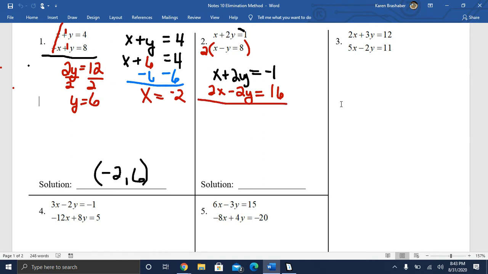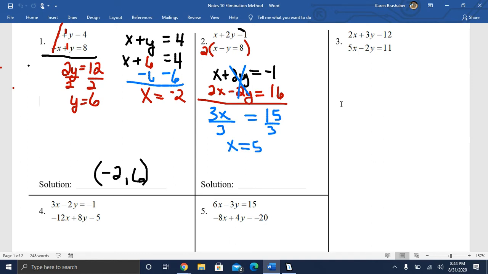And when we add those two equations together, 1x plus 2x would equal 3x. The y's, you have a 2y and a negative 2y, they eliminate, and then equals negative 1 plus 16 would make 15. We can divide both sides by 3 and get x equals 5. So your first solution is x equals 5.